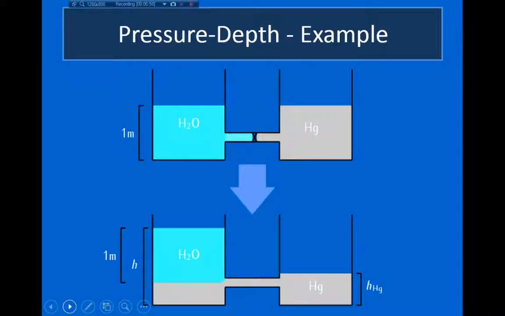So here's a picture just illustrating what we have. On the left side we have a container that holds water, and it's initially 1 meter deep. On the right side we have a container that's holding mercury that's also 1 meter deep. And these two containers are connected together by a thin pipe which has a valve. So at some time this valve is going to be opened, and because the mercury is more dense, some of the mercury in this container will flow into the container that's holding the water, and this will cause the water level to rise.